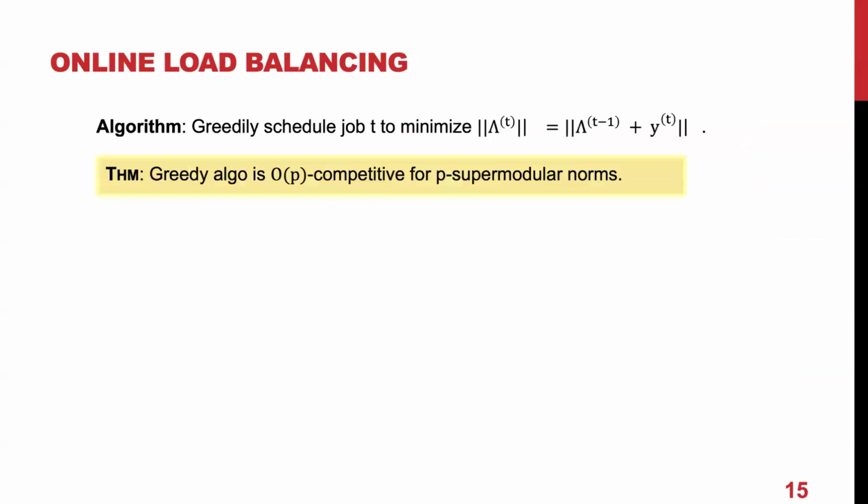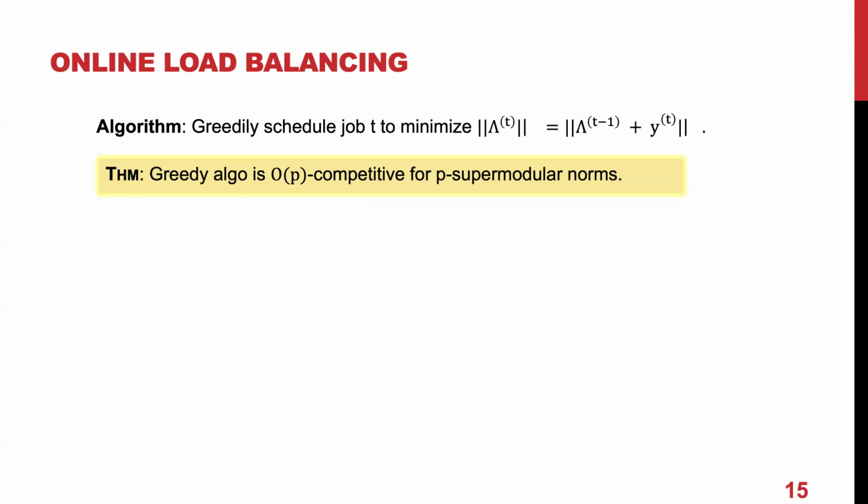But what we show is that for any p-supermodular norm, you can get an order p competitive ratio just by running the greedy algorithm. So what's the greedy algorithm? At the tth step, just send the current job to the machine which gives you the lowest increase in the norm objective. So the claim is that this greedy algorithm is already order p competitive for p-supermodular norms.